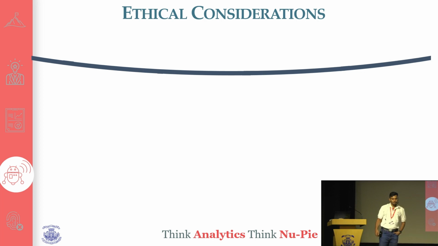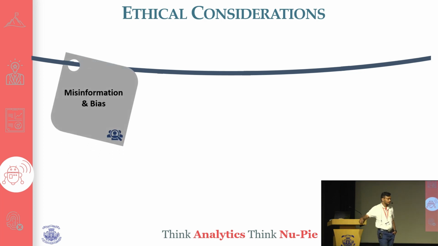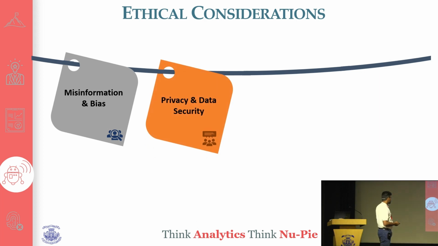So right now we have seen all the things which ChatGPT can do. But before developing any generative AI technique, we also have to look at the ethical considerations of it. So the first one is misinformation and bias. Since the model is trained on training data, there might be bias in the training data, right? If the bias is present in the training data, it will be in the output as well. And you might have also seen sometimes ChatGPT producing wrong information as well. So we have to take that into consideration as well.